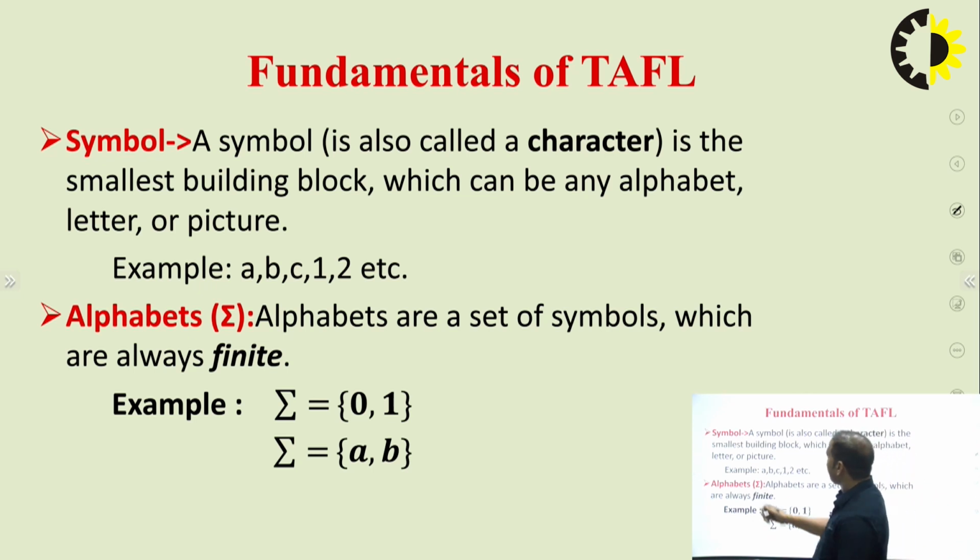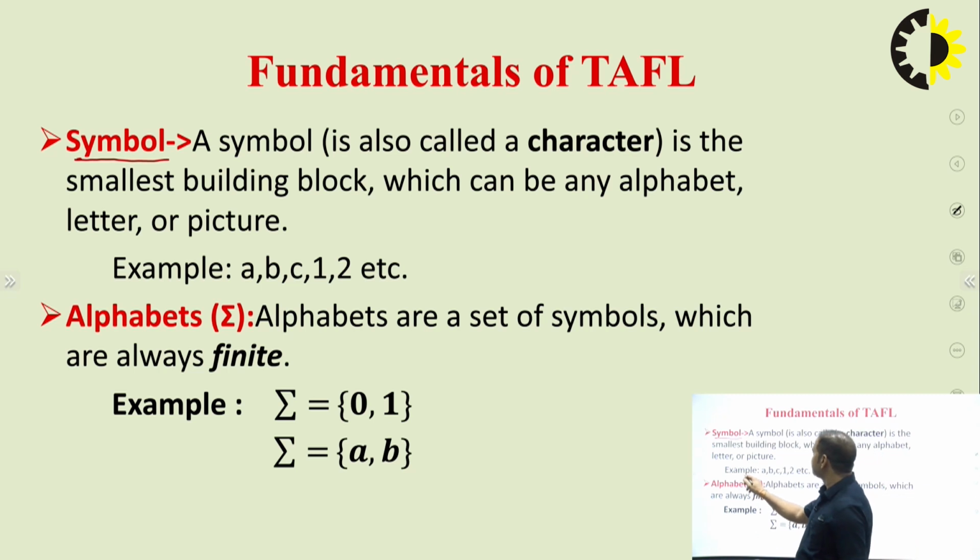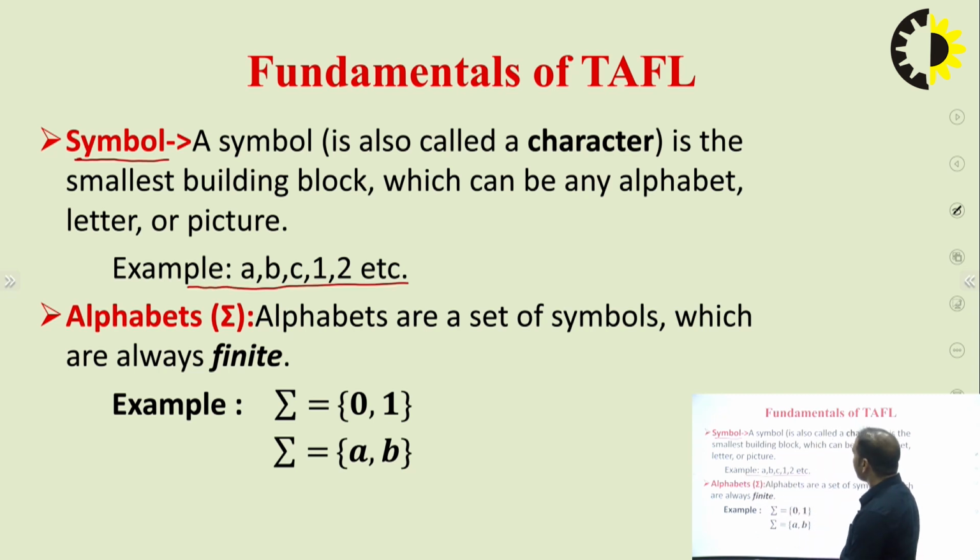In this, we first consider a point which is called a symbol. Symbol means any alphabet, that means any character which is used in theory of computation. We can use any symbols like A, B, C, D, X, Y, Z, or any special character, which is also called the processing of the symbols by using theory of automata and formal language. Examples of symbols are A, B, C, 1, 2, etc. This may be any alphabet, letter, or picture which is used in processing the strings.